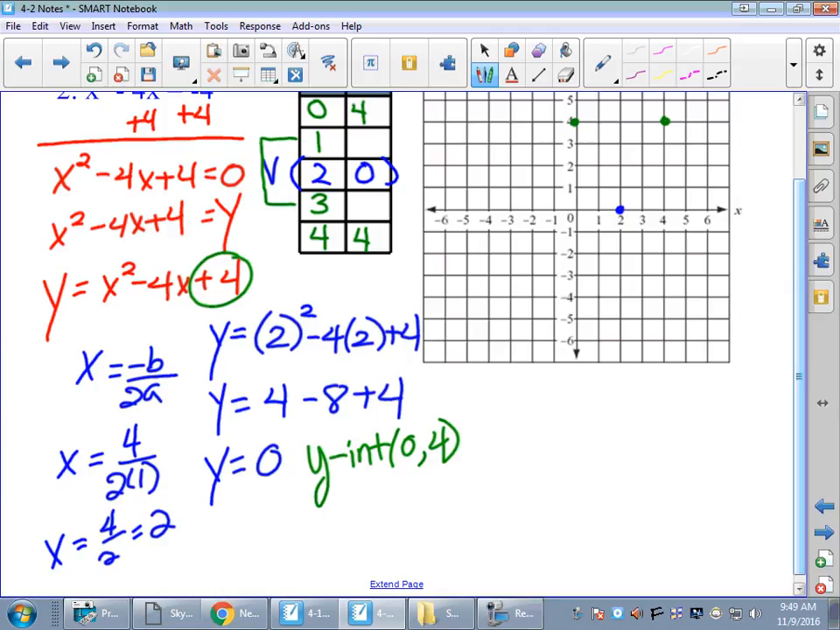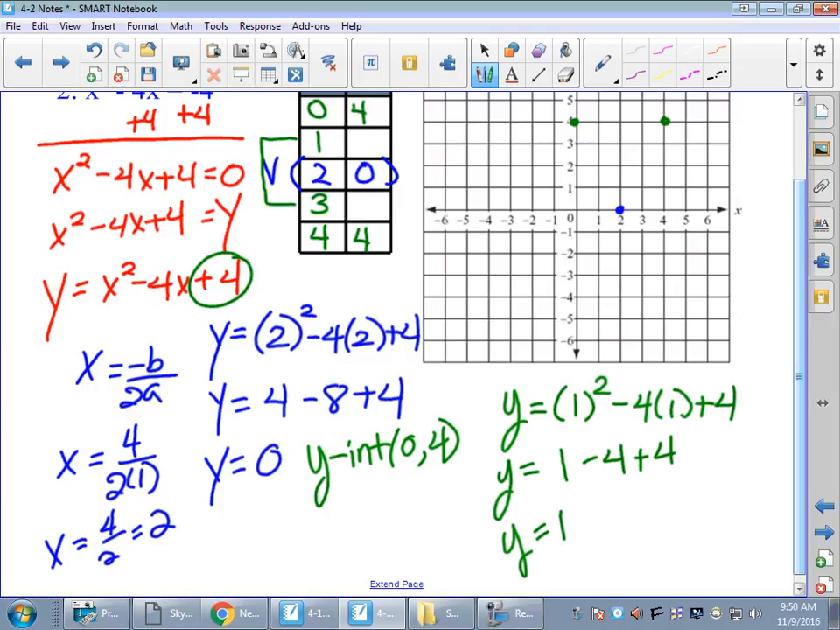These two match up. They're symmetrical. So I don't have to plug in both. I just got to plug in 1. Y equals 1 squared minus 4 times 1 plus 4. Be careful of your signs and your parentheses. That's 1 minus 4 plus 4. And so that's equal to 1. So we got ordered pair 1, 1, and 3, 1. Got enough information to connect and extend.